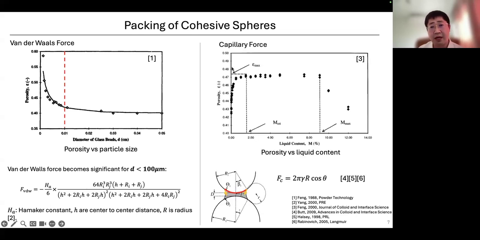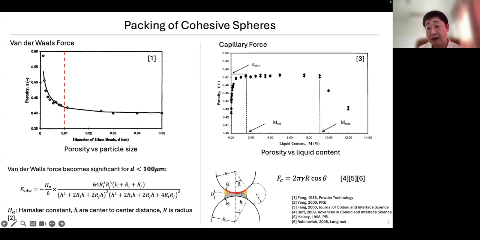At the same time, if we look at the capillary force, this graph shows the porosity of glass beads as a function of liquid content, so adding a bit of water. When adding a small amount of water, we can see that the porosity increases, reaching a kind of plateau regime, and then as you add more and more water, it eventually decreases. The reason for this increase in porosity is the cohesion from the liquid bridges. And then there's an interesting plateau regime.